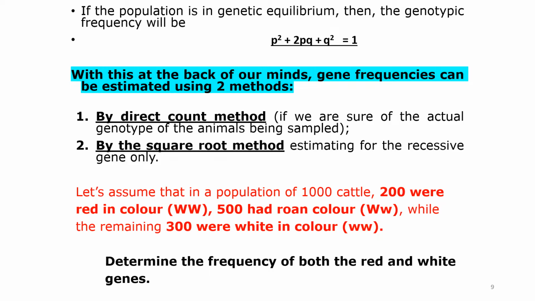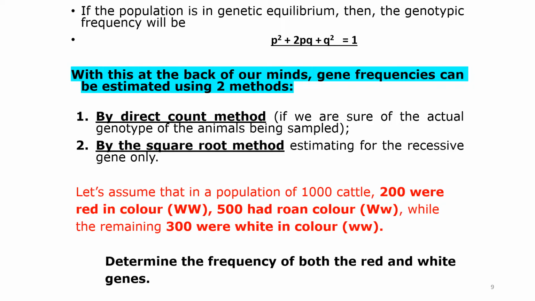Now, with this at the back of our minds, it's easy for us to calculate the gene frequencies, and this we can do using 2 different methods, either by the direct count method, and this is applicable where we are sure of the actual genotype of the animals that we are sampling, or by the square root method when we are not so sure of the actual genotype. And so we estimate this from the recessive gene only. So we want to take examples of how we can obtain gene frequencies either by the direct count method or by the square root method.